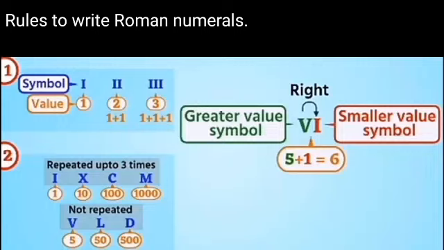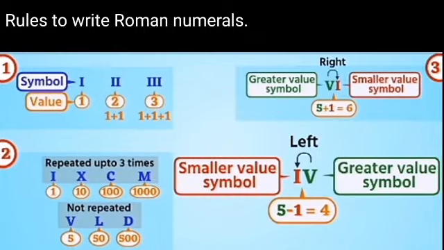Now let us move to rule number 3. If a symbol of smaller value is written to the right of the symbol of greater value, then the value gets added. In this given example, the symbol for the greater value is V and the symbol of the smaller value is at right. So, they will be added. It means we will add 1 to the 5. 5 plus 1 is 6. So, the value of VI is 6.